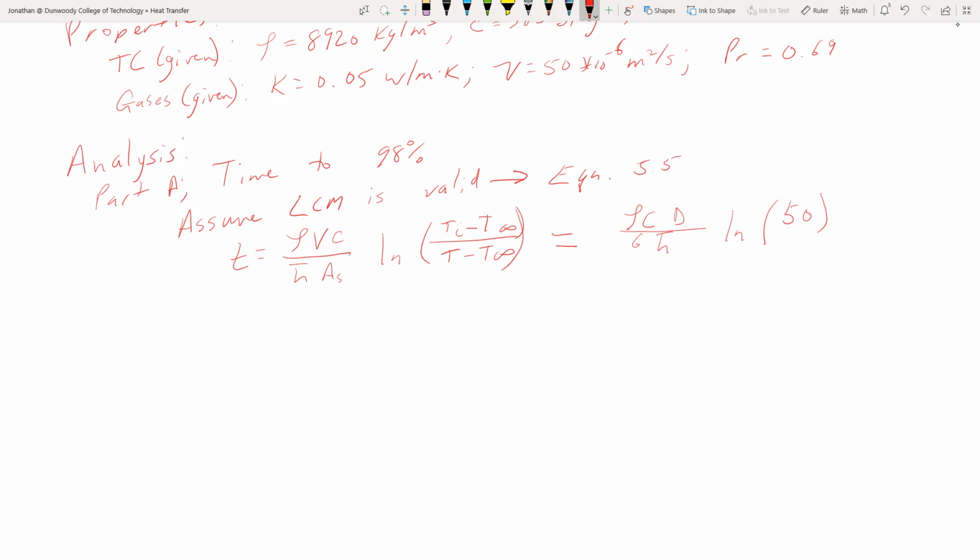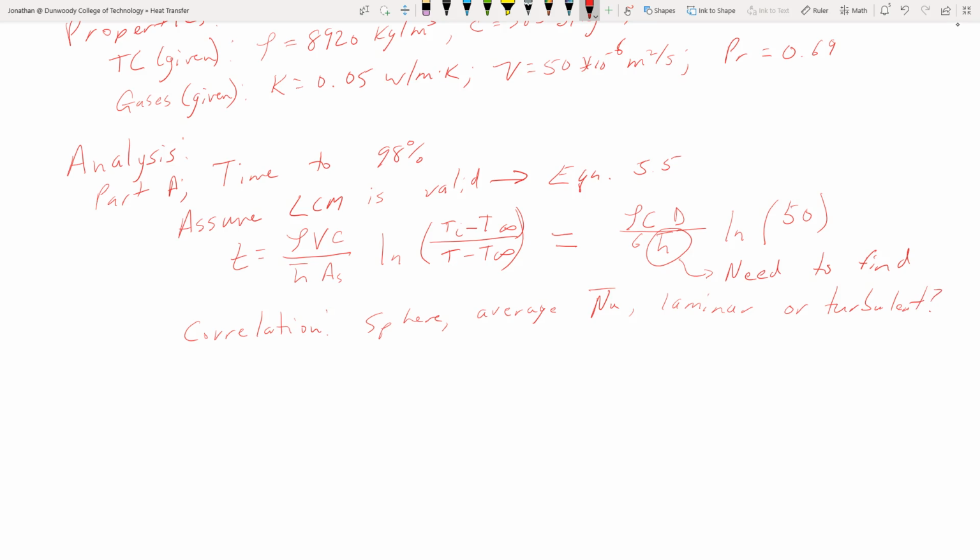When we look at that, what do we need here? We know rho, we know C, we know D, we know 6. I hope we all know 6. h bar, that's the piece we don't know. And we know the natural log of 50. So how do we find h bar? We need some correlation. What do we need for a correlation? It needs to be for a sphere. It needs to be average Nusselt. And we need to decide whether it needs to be for a laminar or turbulent. That's the question.